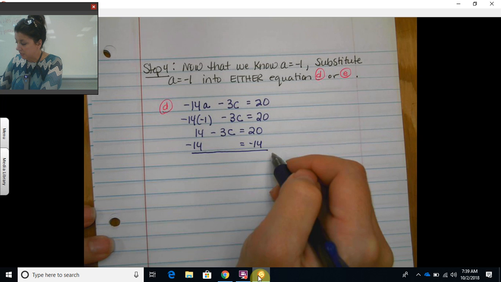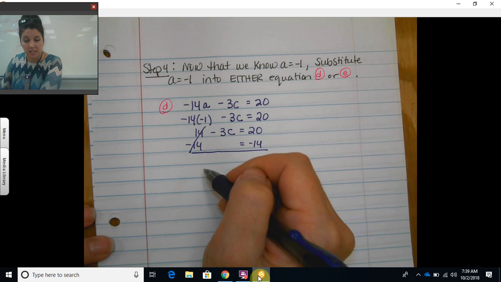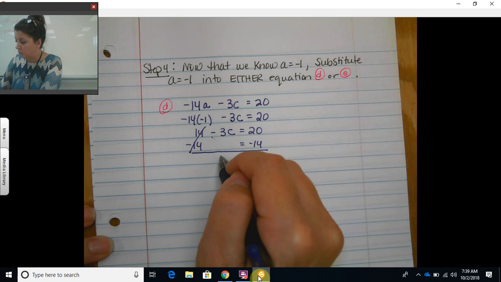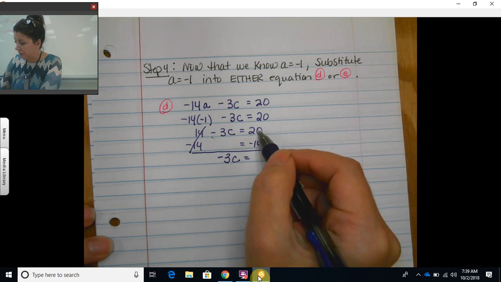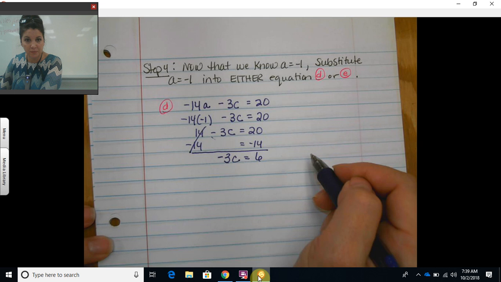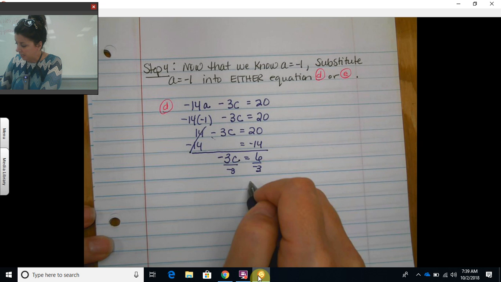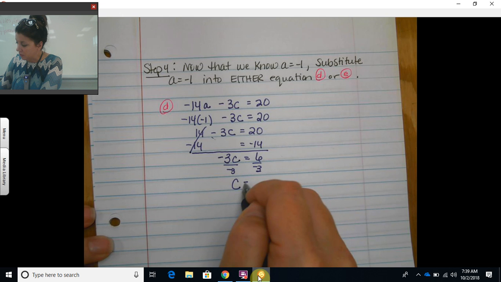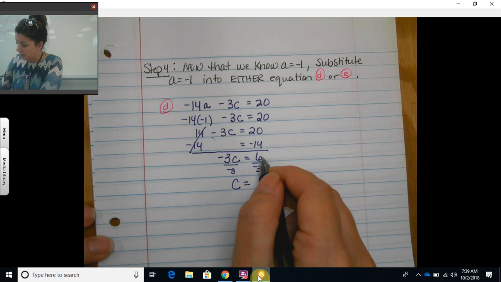14 minus 14 cancels. Now, I do not bring down 3c, I bring down negative 3c. A lot of students are still forgetting that the sign to the left of the term goes with the term, okay? And a positive 20 and a negative 14 make a positive 6. Divide each term by negative 3. Negative 3c divided by negative 3 is c, equals positive 6 divided by negative 3 is negative 2.